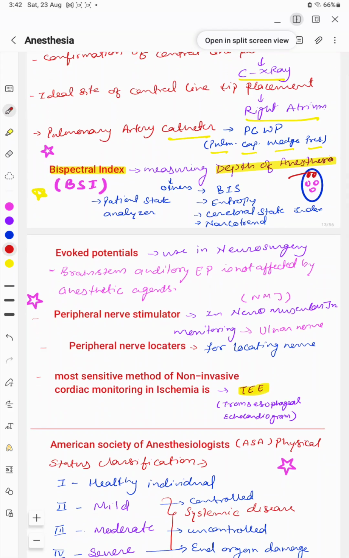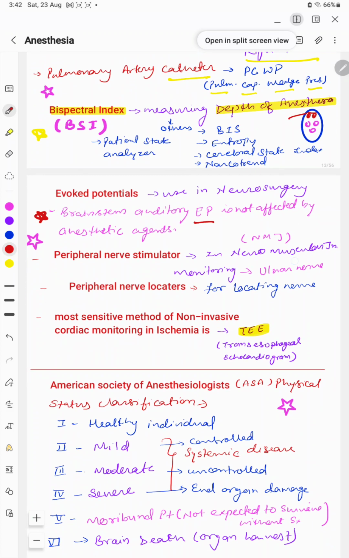What is evoked potential? It is used in neurosurgery. When we do neurosurgery, we use evoked potential. And the question is, which is not affected by the evoked potential? The brain stem auditory pathway is not affected by the anesthetic agents.